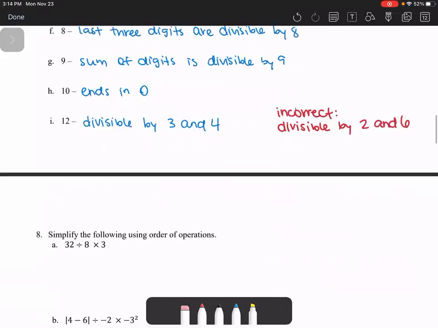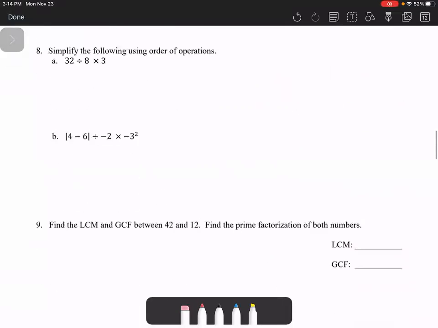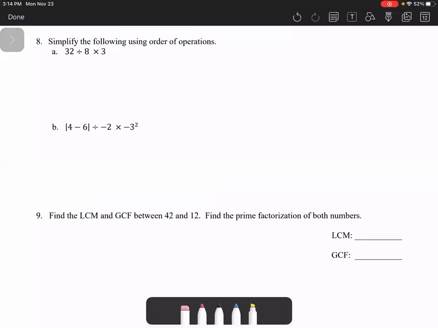Okay, so we'll go to the next one. So, simplifying things using the order of operations. We've seen so many questions like this, right? So let's go ahead and write the order of operations up here.